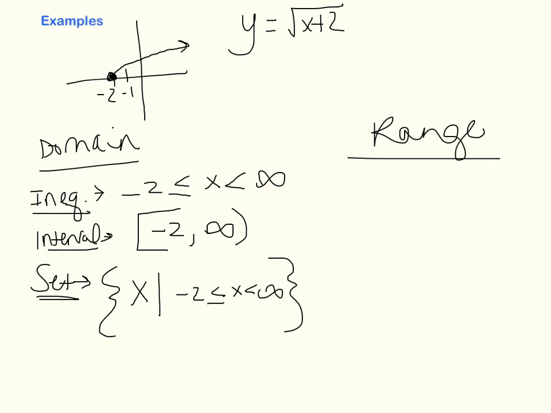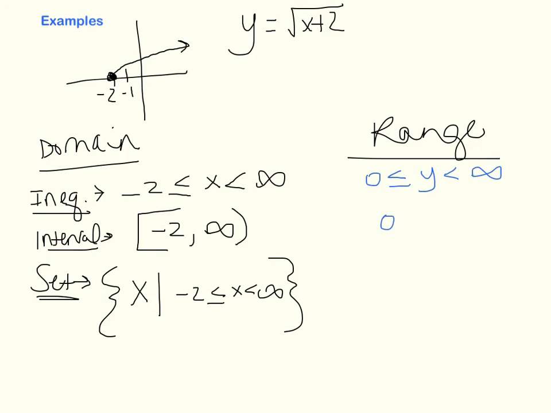Okay, so with the range, again using inequality, as you're coming up, remember you read from bottom to top, it's your y values. This graph doesn't exist until you hit 0. And then as you keep going up to infinity, it looks like it's really slow, but it'll eventually hit all of the y values. So this one would be from 0 to infinity for your range. So we have 0 is less than or equal to y is less than infinity for inequality.